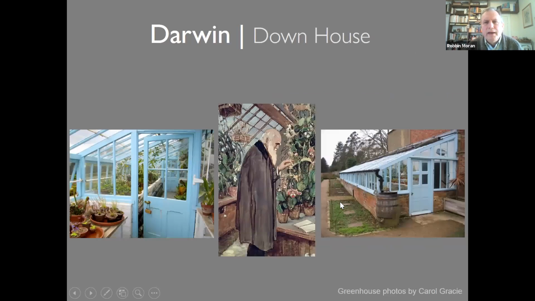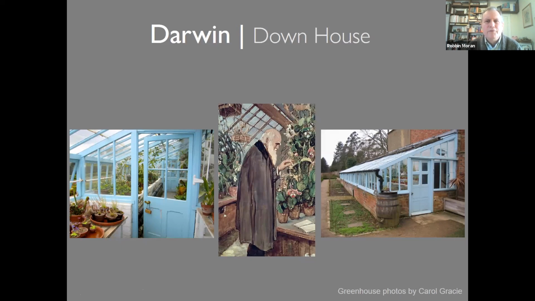And Darwin had greenhouses built. This is in the back of Down House, not attached to the house, but in the back. And he had a series of greenhouses built. It looks like they're all one greenhouse here, but my understanding is this is 5 different greenhouses here. And here's what it looks like inside. And I love this colorful picture of Darwin working with his plants inside the greenhouse.